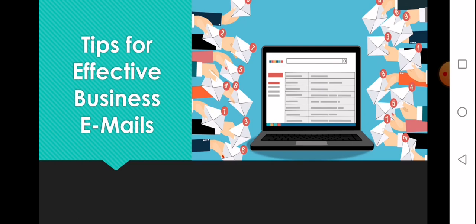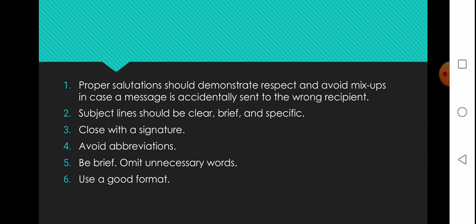Next, we have the tips for effective business emails. First, proper salutations should demonstrate respect and avoid mix ups in case a message is accidentally sent to the wrong recipient. Second, subject lines should be clear, brief, and specific. This helps the recipient understand the essence of the message.